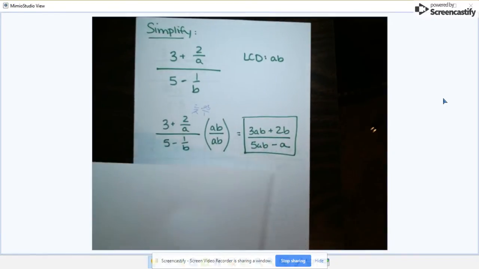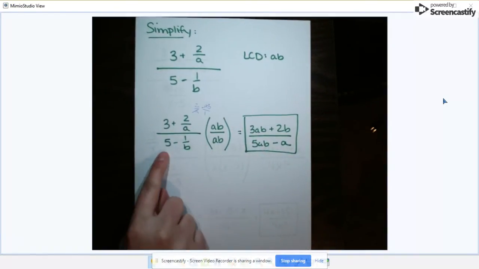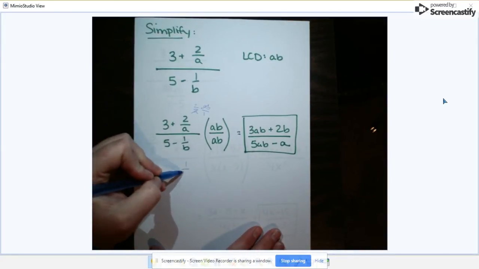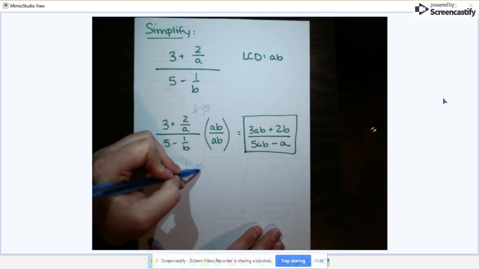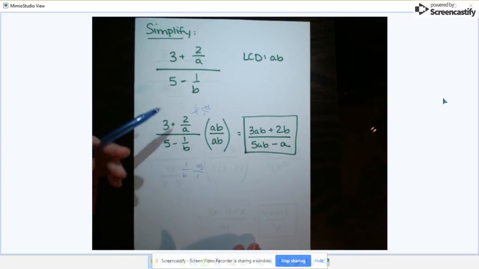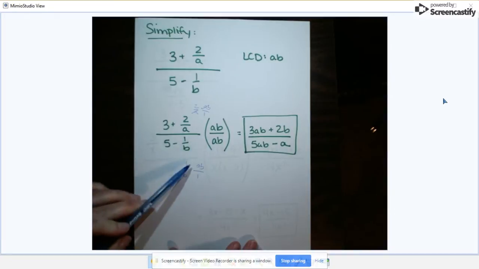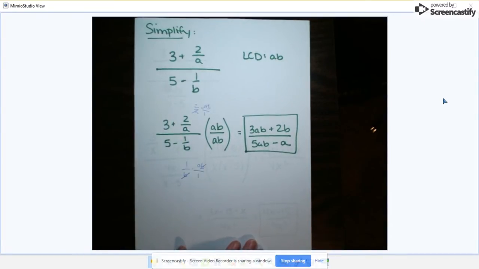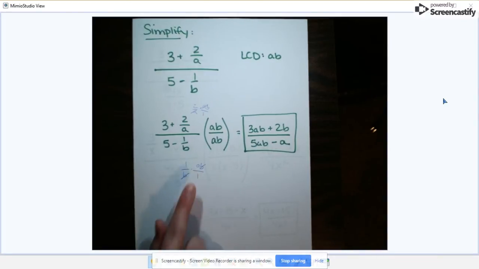Similarly on the denominator, you're going to distribute. So 5 times ab gives us this. But then I'm going to have a 1 over b times an ab over 1. When you multiply by a fraction, you can always put it over 1 to see that your b's cancel. So you're left with just an a.